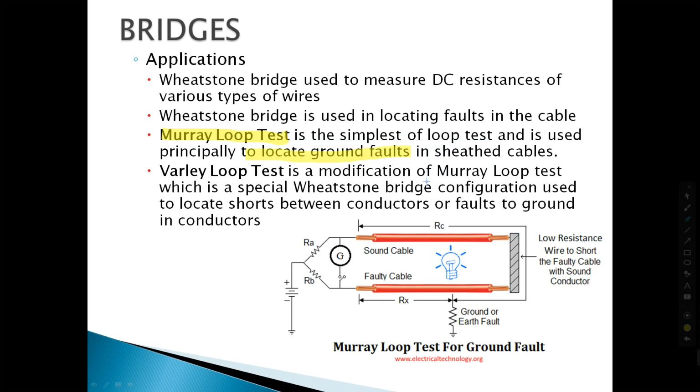Okay, when there is an open and you cannot detect where it is, we can use the Murray loop test to know the exact location of the ground fault. Then we have the Varley loop test, a modification of Murray loop test, which is a special Wheatstone bridge configuration used to locate shorts. So it locates shorts between conductors or faults to ground in conductors.